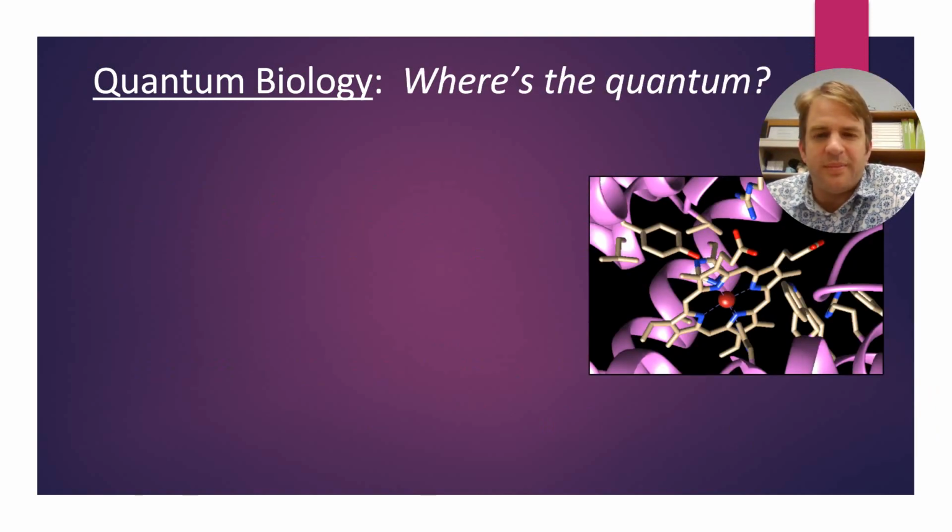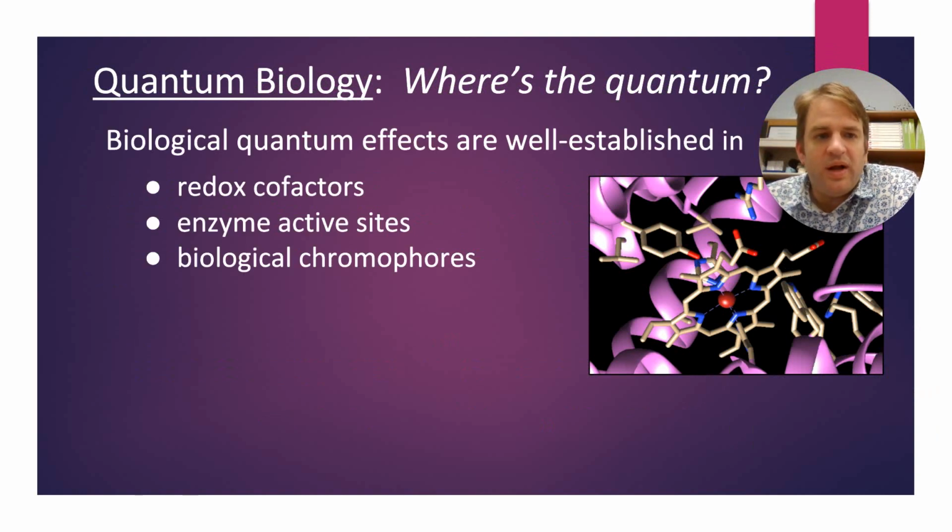So where is the quantum in biology? Well, biological quantum effects are well established in redox cofactors. These are special molecules found in proteins, in enzymes, that enable the transfer of electrons in order to carry out certain metabolic tasks. And in fact, more generally, in enzyme active sites. These are special molecular sites in the enzymes that carry out chemical reactions. Now, most of these are, in fact, what are called biological chromophores, which is a fancy word for a light-emitting and absorbing molecule, also known as a pigment.